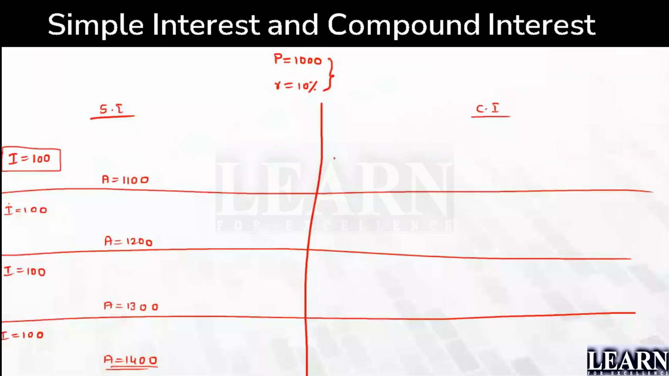Now the problem starts in compound interest. Now I can say interest equals, yes, first thing, 10% of 1000, I'll get it as 100. Next, the amount will be 1100. Till here, it's not a problem. Now, after this, the interest keeps on changing.